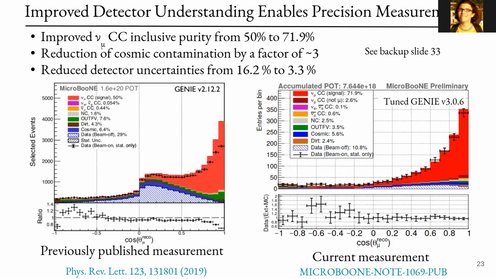And in order to illustrate the effect of the improvements that I just talked about, I would like us to revisit our inclusive measurement. So the picture that you can see here on the left shows the selected events as a function of the angular distribution for the muon for our previously published measurement, and the picture on the right shows our current measurement after the improvements that I talked about have been included in our workflow. With these improvements, we can boost the purity of our measurement from 50 to more than 70%. We reduce the cosmic contamination by almost a factor of 3, and we have suppressed our detector uncertainties from roughly 15% to about 3%.